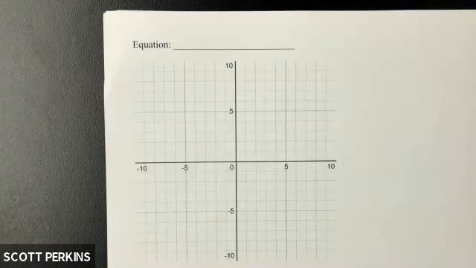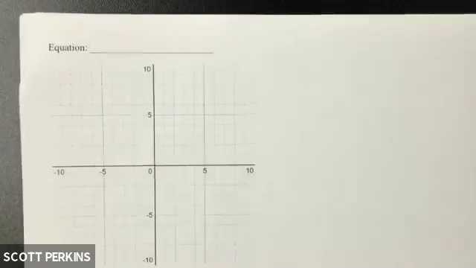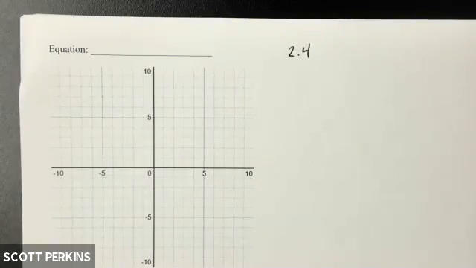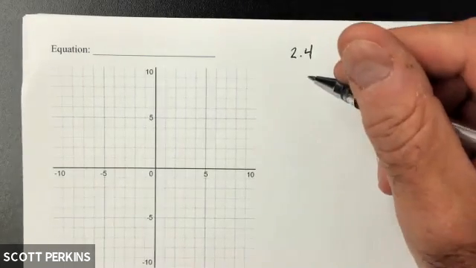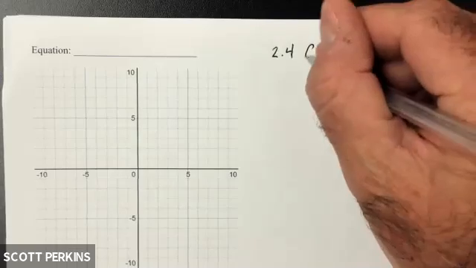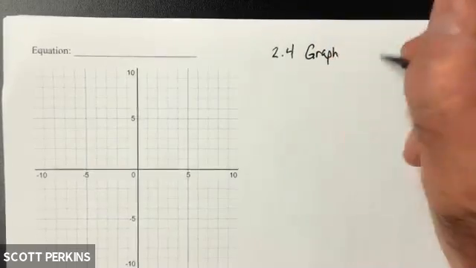Okay, so how we're going to end our time in the first unit as we've gotten ready for the test. This is section 2.4. It's the final section in this unit. And what we're going to do is we're going to revisit graphing, but this time we're going to graph inequalities.